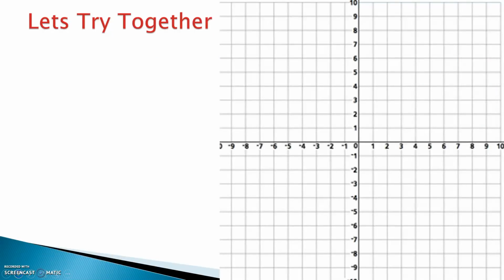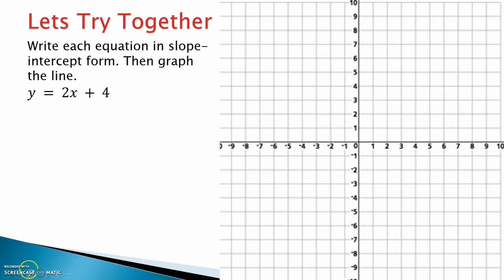All right, guys. So let's jump into one here together. It says write each equation in slope-intercept form and then graph it. All right. Well, again, set up your coordinate plane. Make sure you guys copy that down. Where do I want to start off? I always begin with my b. What is my b in this case? 4. That's where I need to start. That is going to be my y-intercept.